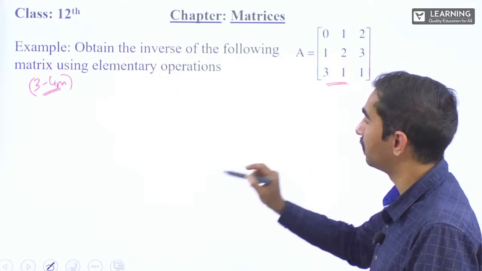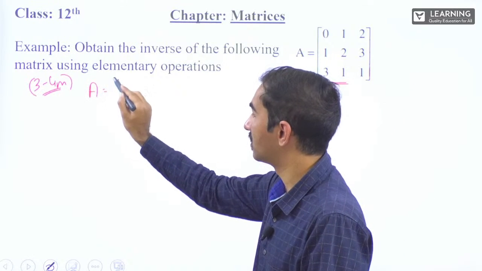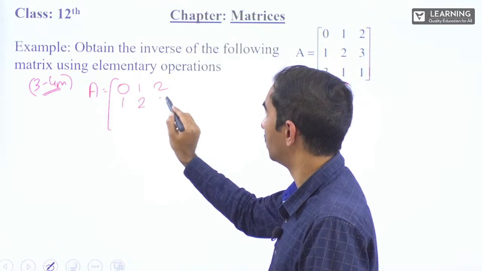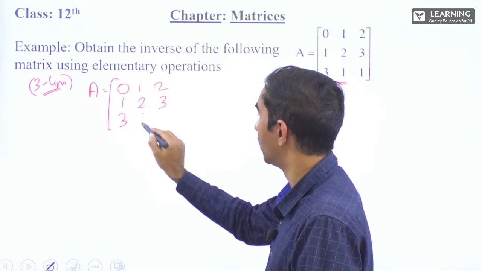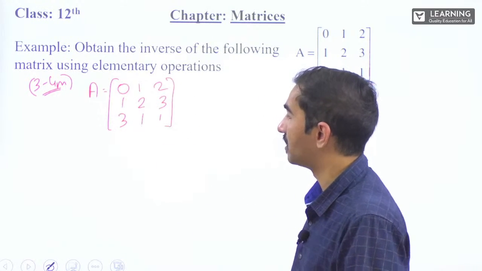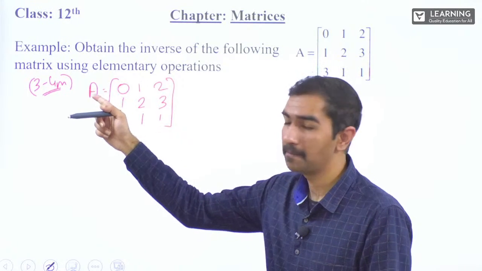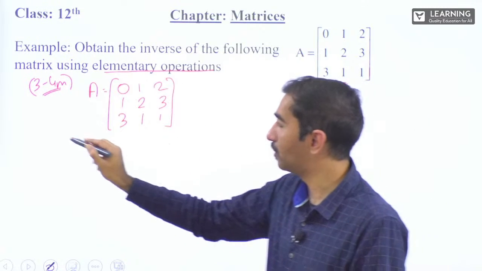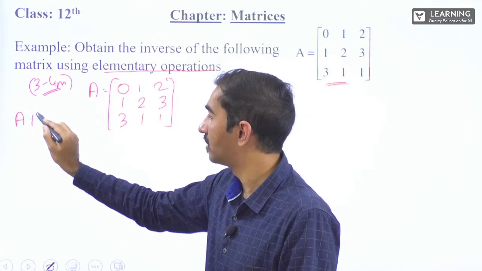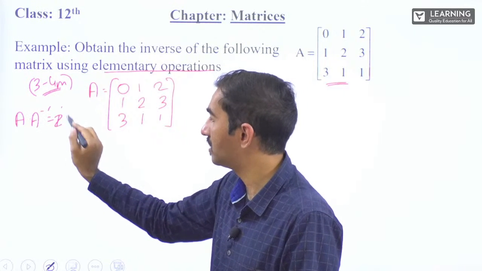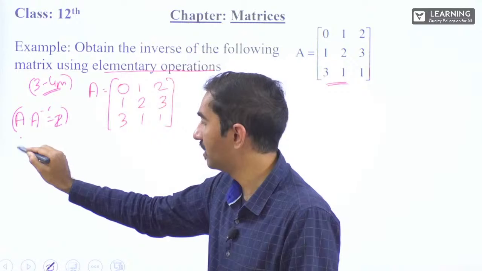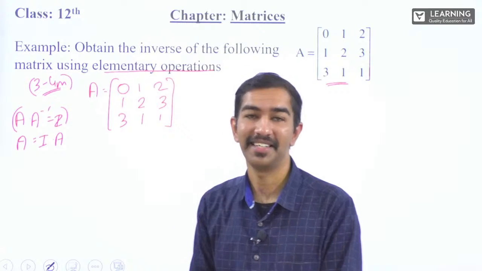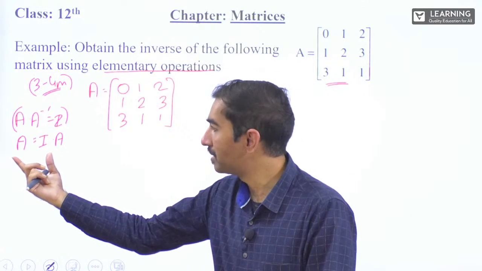Okay, so we'll write down the matrix here. Matrix A equals 0, 1, 2, 1, 2, 3 and 3, 1, 1. So students, see this. We have to find out the inverse of A. How? By using elementary operations. So what do we know already? We know this, right? A dot A inverse is equal to I. This result we know. Okay, send A inverse on that side. What will happen? A is equal to I into A. Correct?